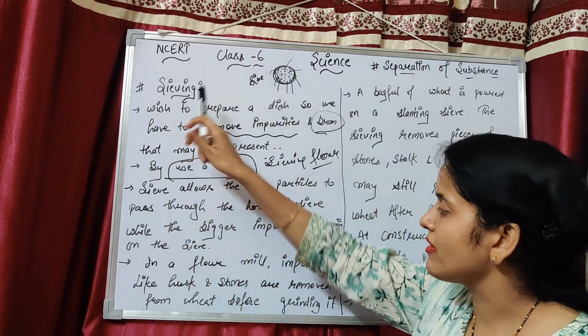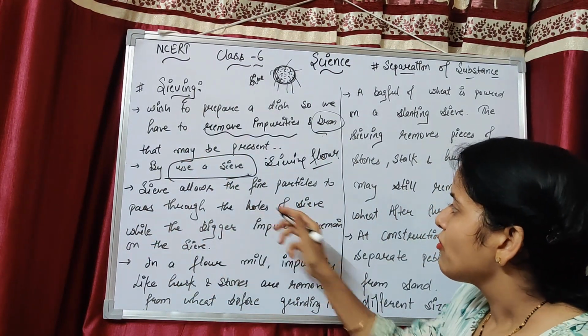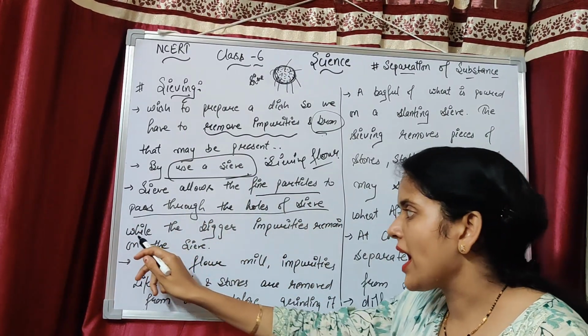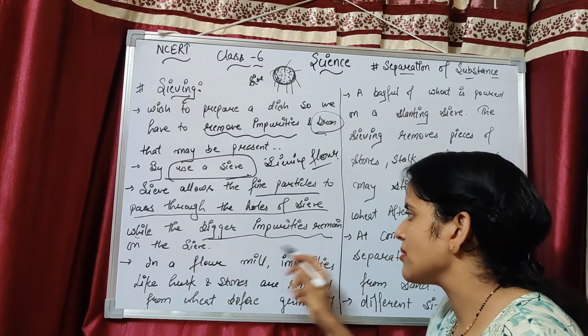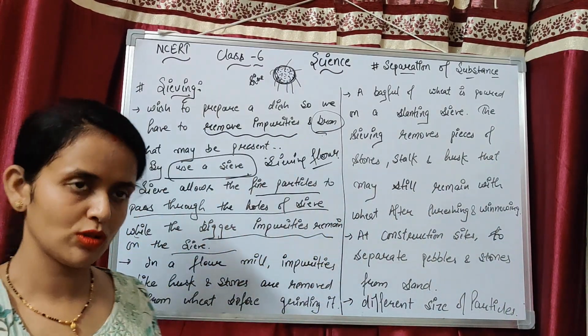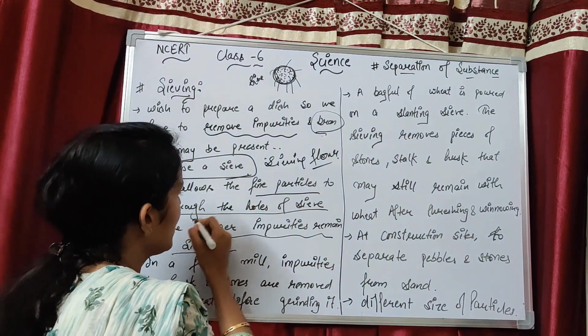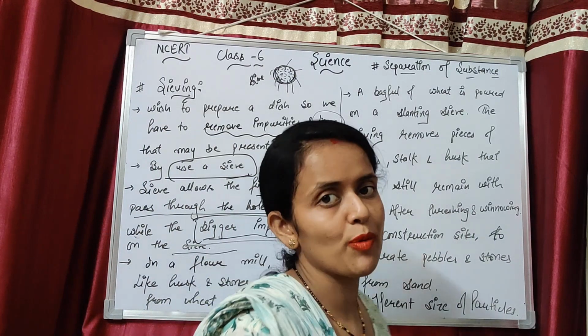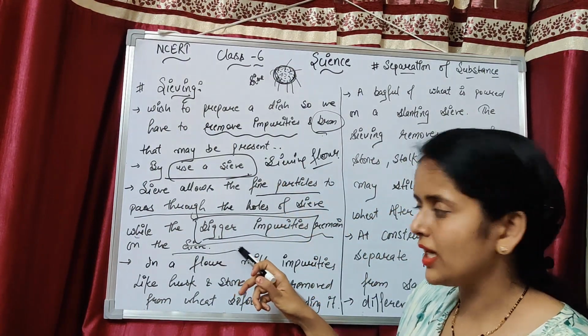By using this sieving method, fine particles pass through the holes of the sieve, while the bigger impurities remain on the sieve. Because bigger impurities cannot pass through the holes, they remain in the sieve, and that's why we get our material in pure form. Is it clear to all of you till here?